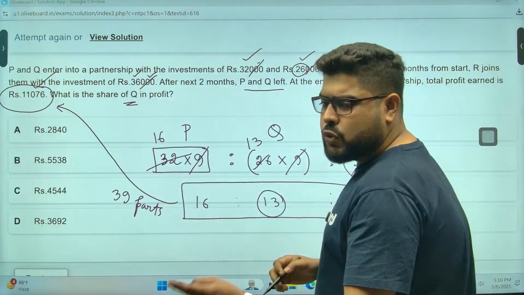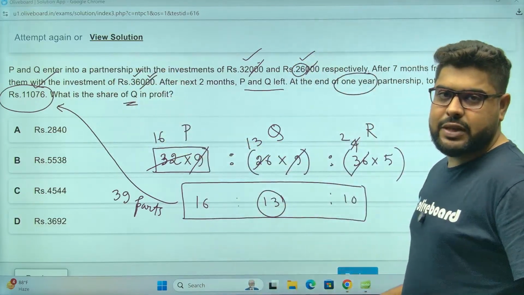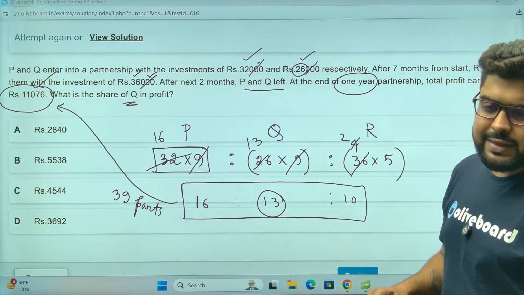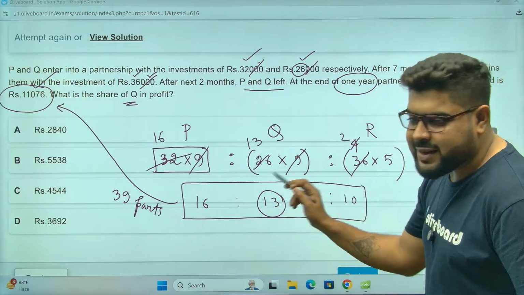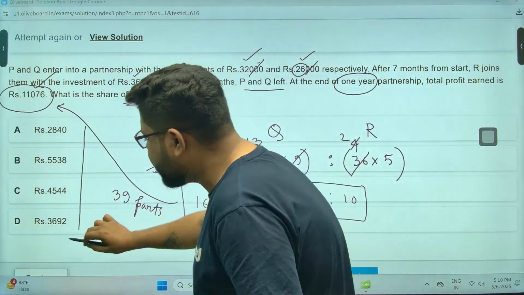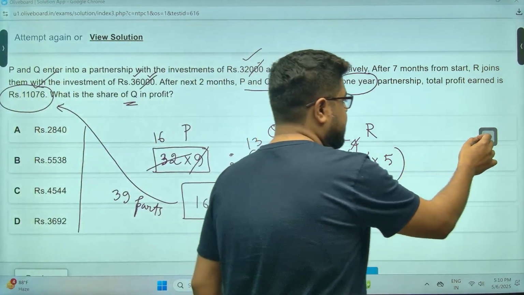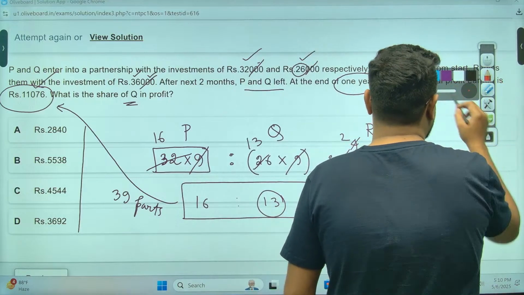Right? So there are two ways to solve. If you do not want to calculate all these things, you can say my answer will be a 13 multiple, and you can check from the options. But again, for everyone, let me show the actual calculations.